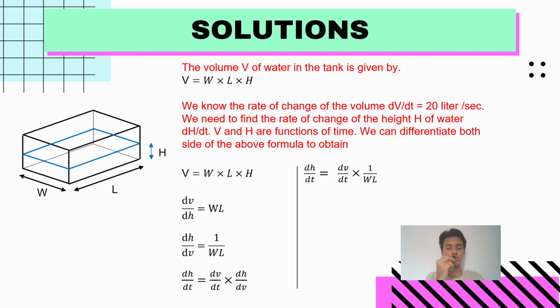Lastly, we need to substitute the dH over dV into the chain rule formula, which is the final answer we get. dH over dt equals dV over dt times 1 over width times length.